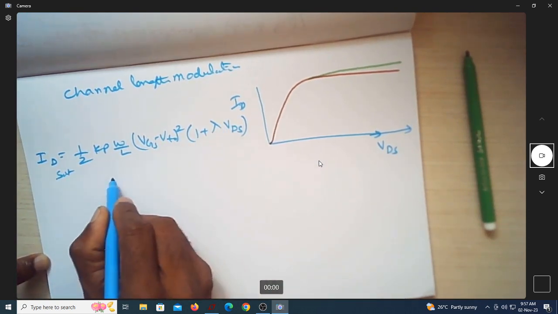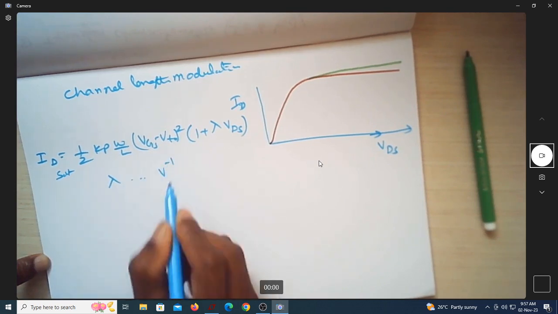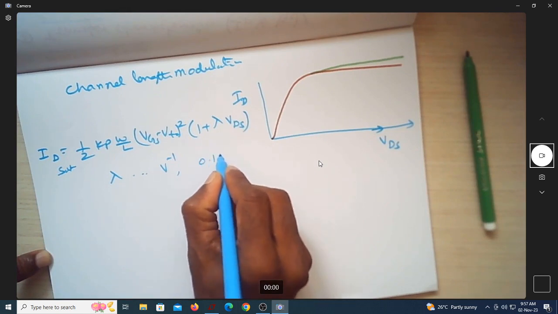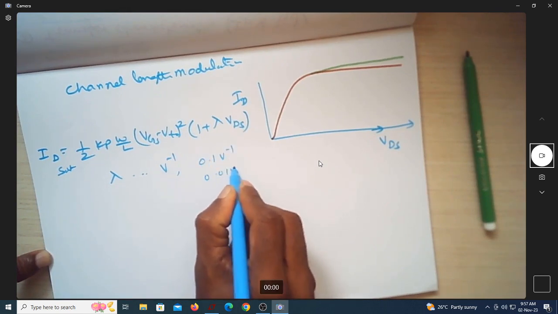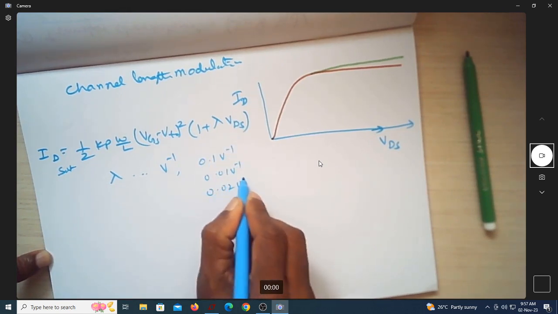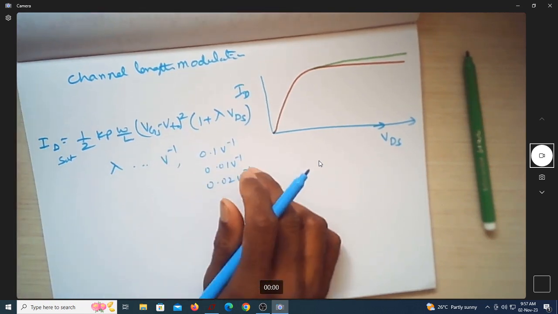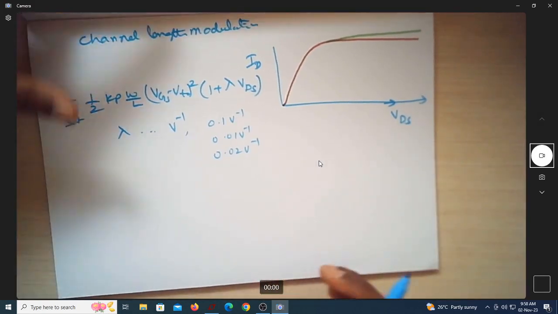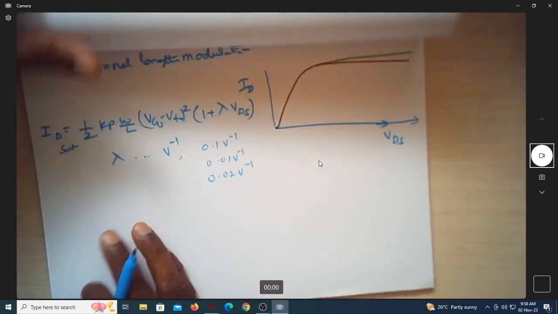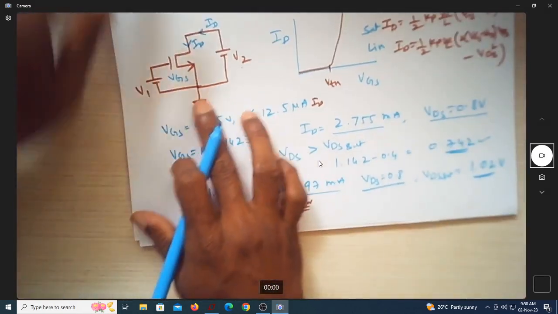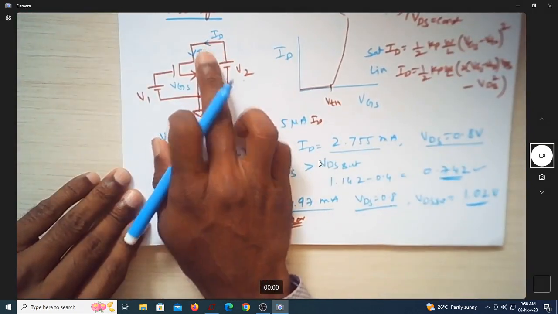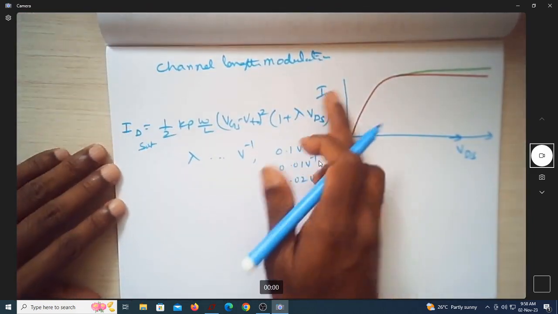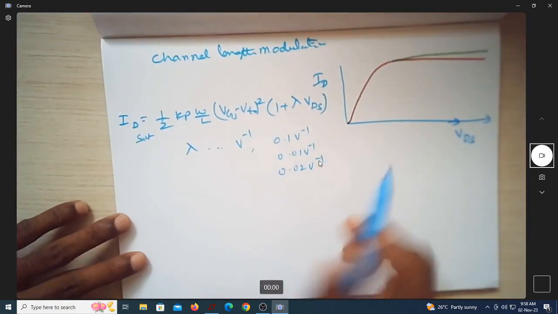The unit of lambda is volt inverse. Typical values of lambda are 0.1 volt inverse, 0.01 volt inverse, 0.02 volt inverse. This is the typical value of lambda. So we shall again redo the same thing in this particular circuit. Let us find out what is ID, especially in the saturation region, with this channel length modulation included.